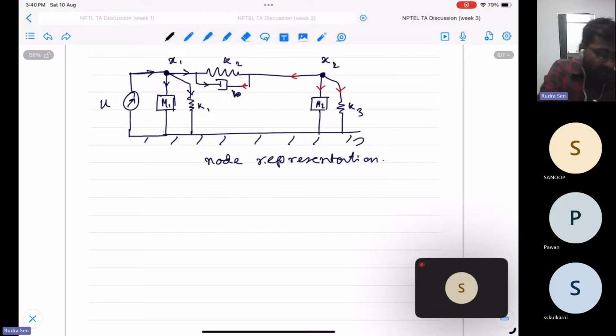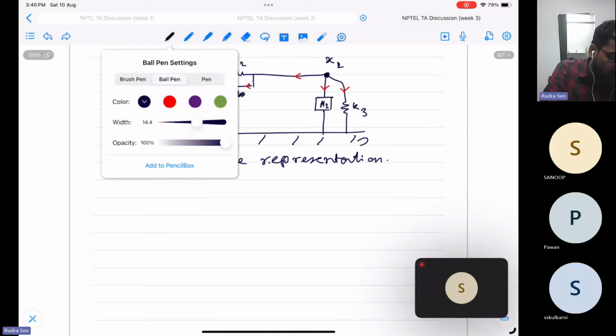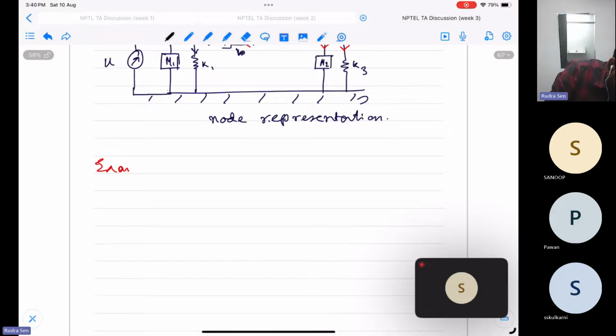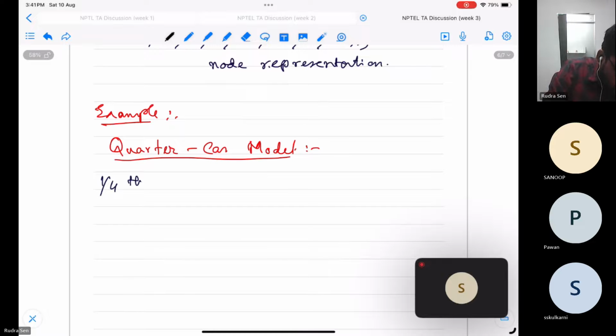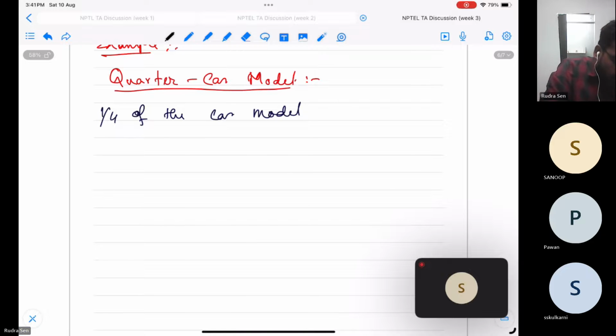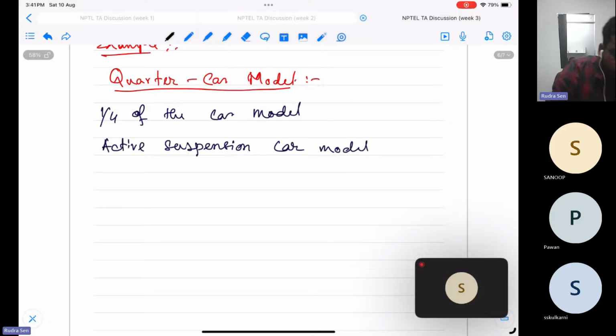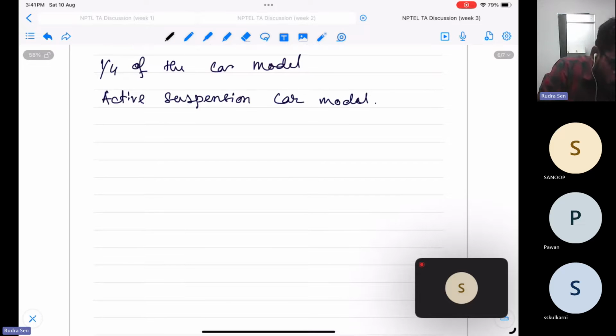I'm not going to go into detail about this, but let me give another example. This is a quarter car model, which means it is one quarter of the car model. This is also an active suspension car model. Why is it active suspension? You will see.